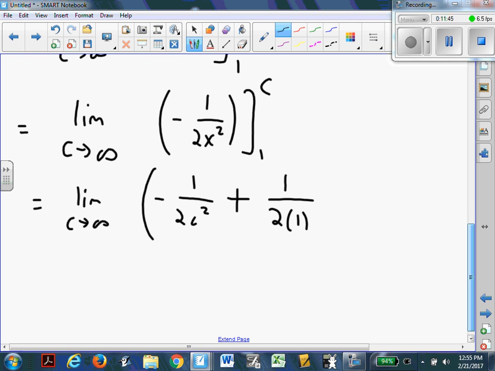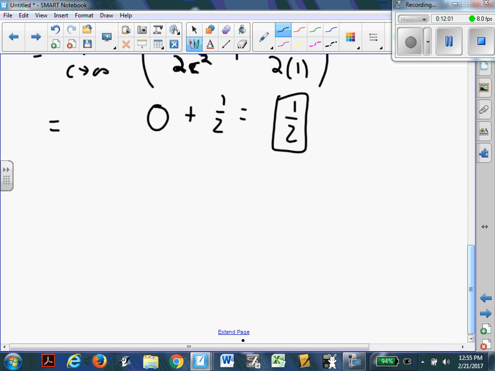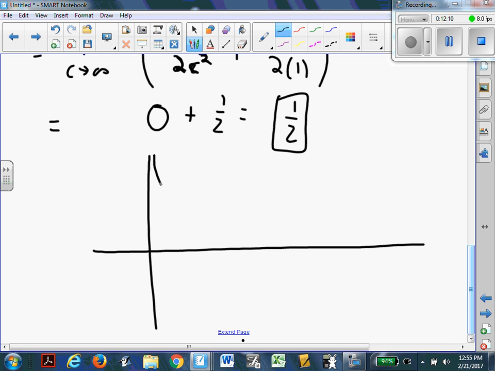over 2 times 1. Now as c goes to infinity, c squared would go to infinity, 2 times c squared would go to infinity, and 1 over that would go to 0. So this is 0 plus a half, so this is a half. So interestingly here, we have an unbounded interval, and we're going from 1 to infinity of 1 over x cubed. 1 over x cubed looks kind of like this, and if I go from 1 all the way out, this region has an area of exactly 1/2.